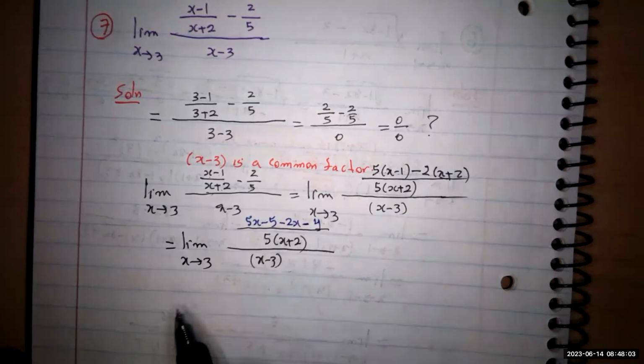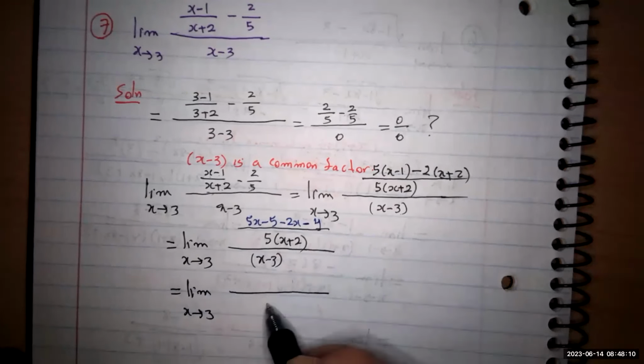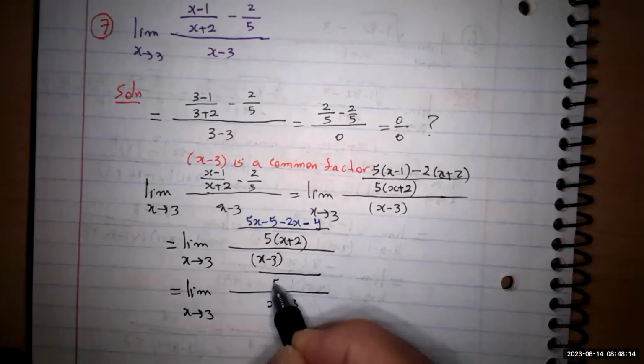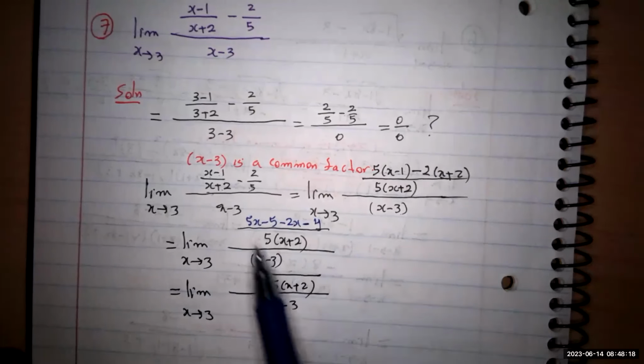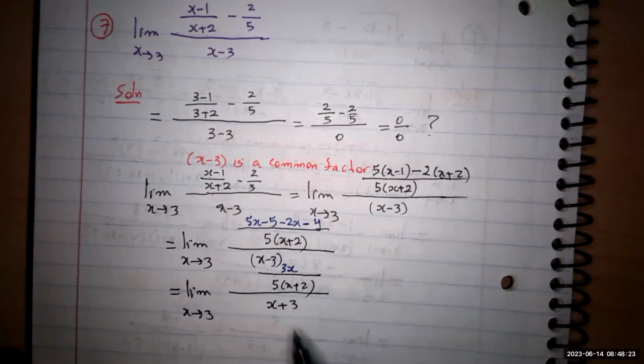Now you combine the like terms, staying on the top. The limit as x goes to 3 again, and the bottom is going to be x minus 3. You're not going to do anything here. On the top, combine the like terms: 5x minus 2x gives you 3x, and negative 5 minus 4 would be negative 9.